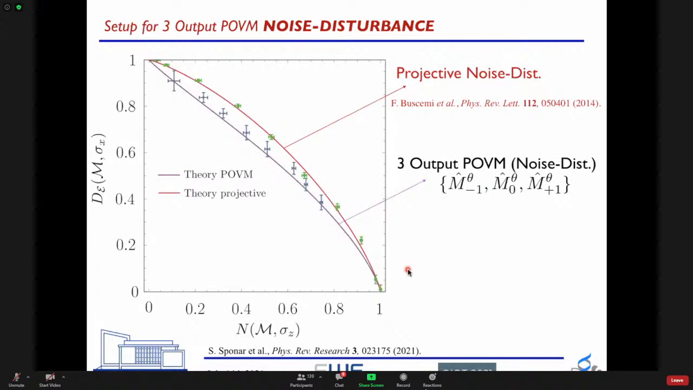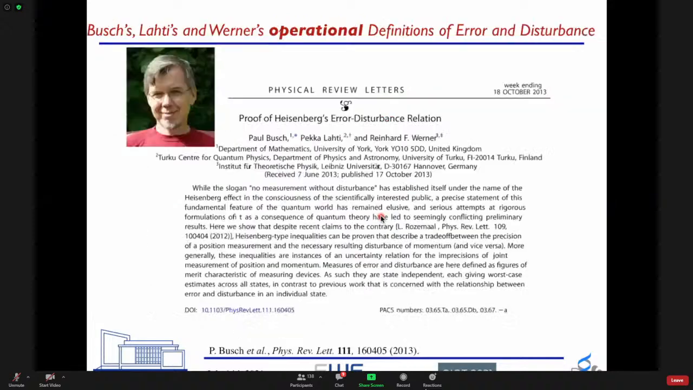And this is the final result. So here you have the noise disturbance plot for the projective measurement that we had before. But the projective measurement, surprisingly, is outperformed by this particular 3-output POVM measurement over the entire range. And here are the 2 points where this 3-output POVM and the projective measurement coincide. But in all other regions, this 3-output POVM gives a better noise disturbance trade-off compared to the projective measurement.